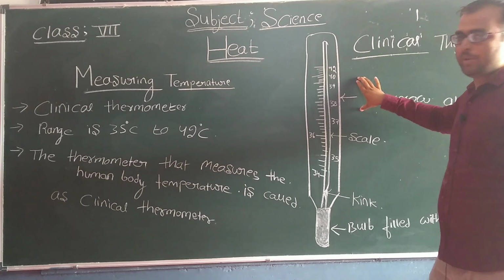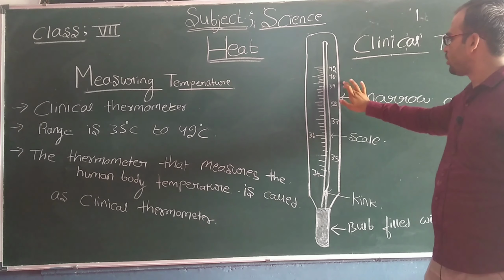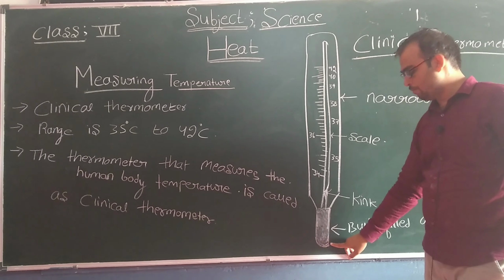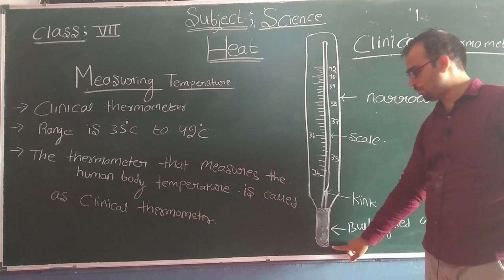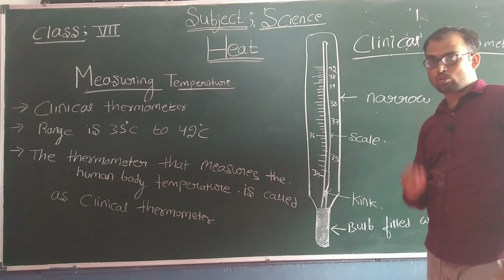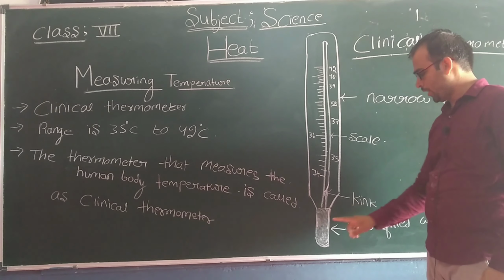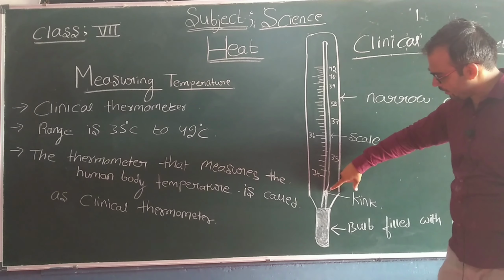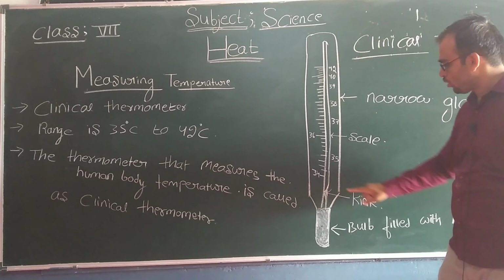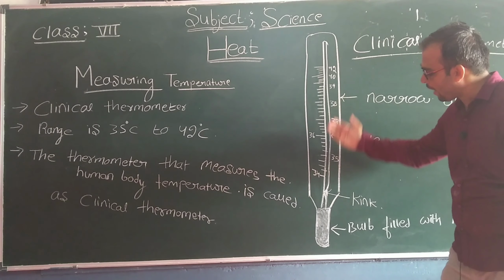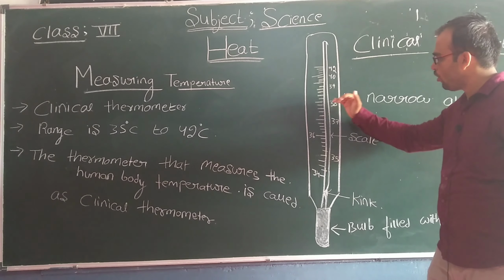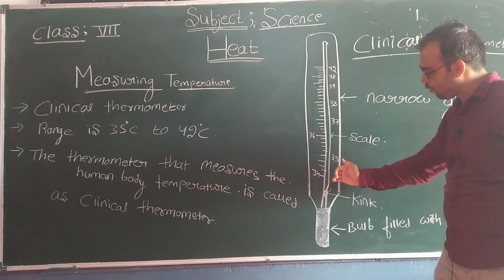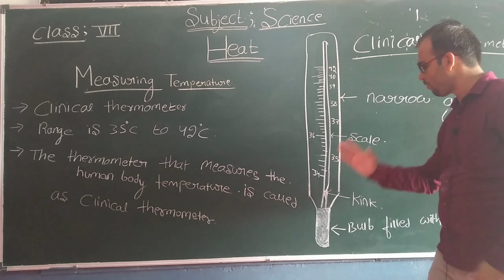This clinical thermometer consists of a long narrow glass tube. Here there is a scale, and at the end of the glass tube there is a bulb. It is filled with mercury. Mercury is a liquid metal. There is a kink at the neck of the thermometer. It prevents the immediate backflow of mercury, so after you have measured the temperature the mercury does not flow back immediately.